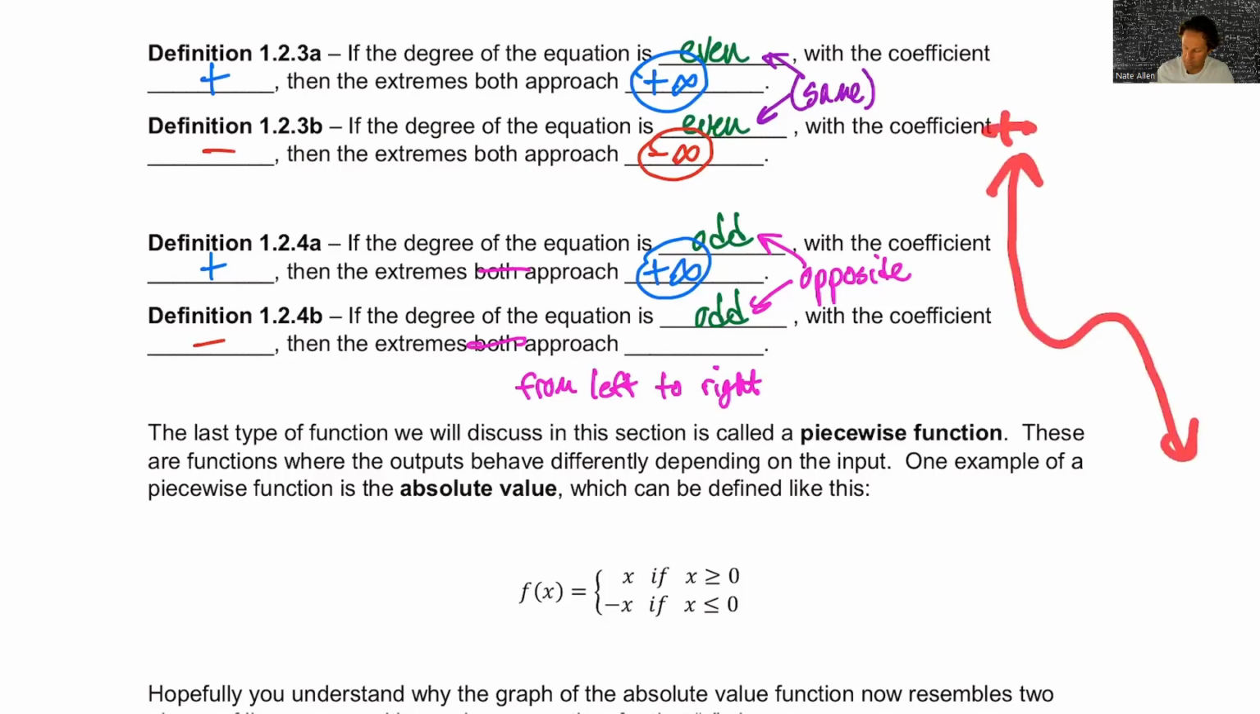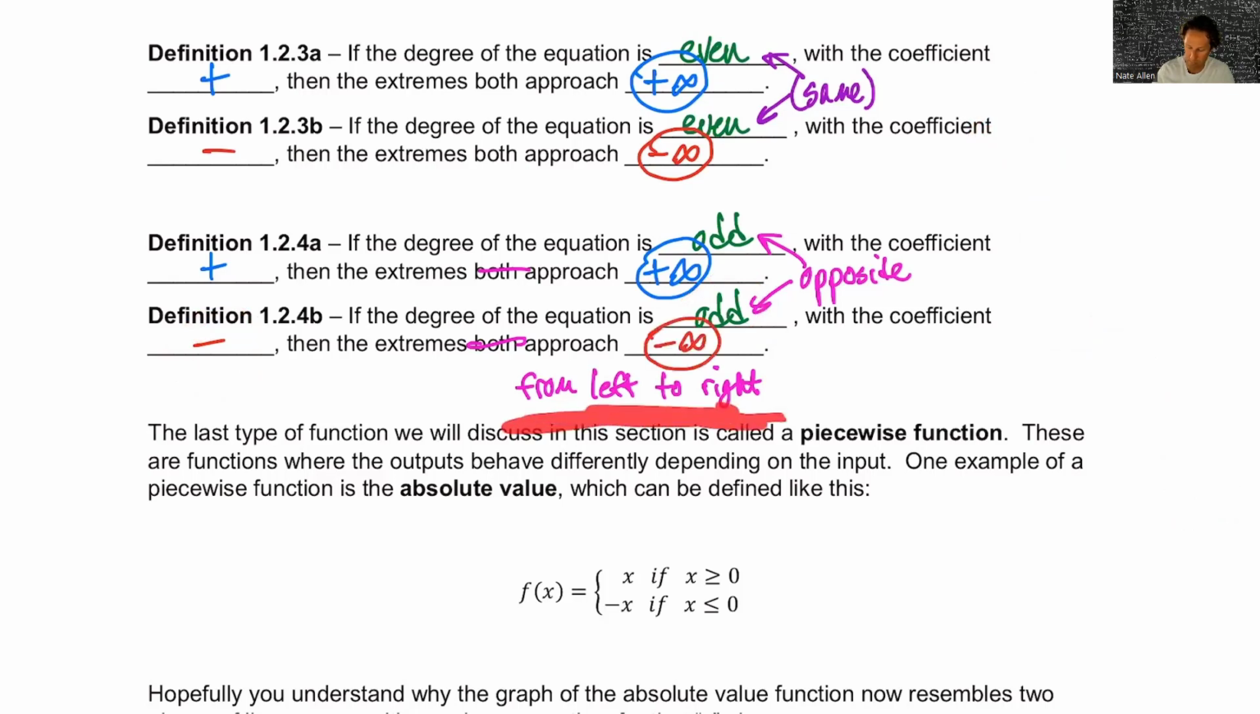So it will start positive and end negative if it's odd with the negative leading coefficient. So again, it can't be for both on these, but it can for these because even, think of as the same. Last type of function we're going to talk about is what is called a piecewise function.